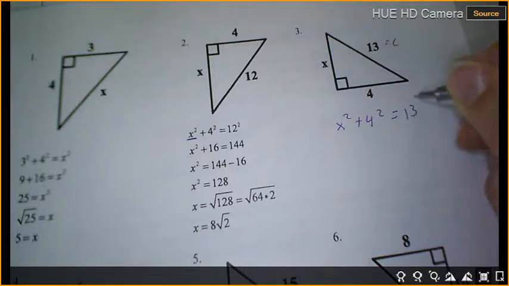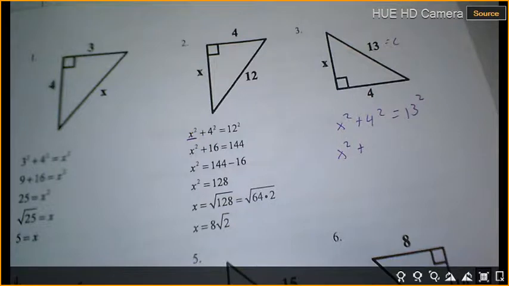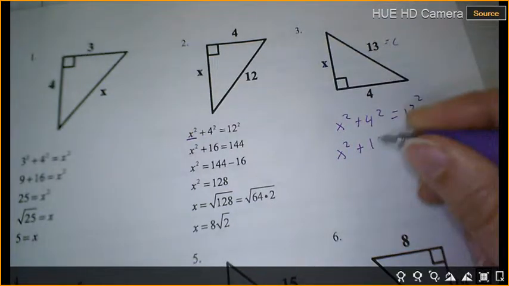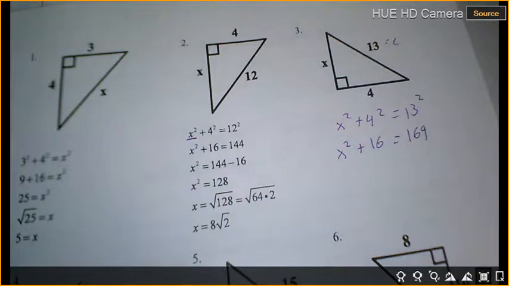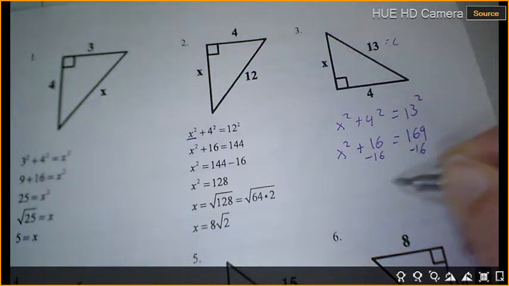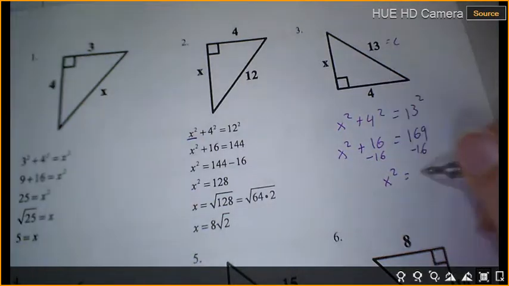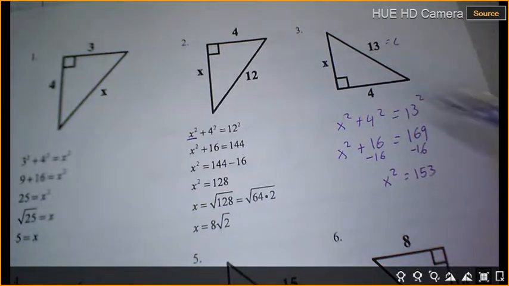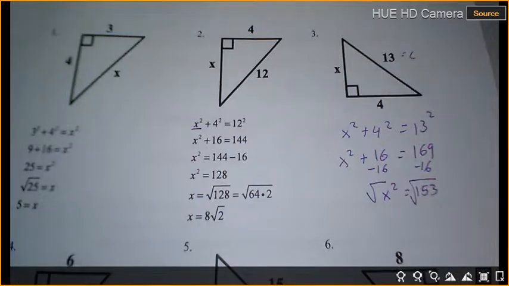Equals 13 squared. Okay, so we're going to get x squared plus, what's 4 squared? 16. And what is 13 squared again? 169. Now what am I going to do? Subtract the 16. And we get x squared equals what? What's 169 minus 16? 153. And now we have to do the square root of 153. This is why I left the calculator cabinet open, because when we get to this might be a problem. What number goes in perfectly for 153?